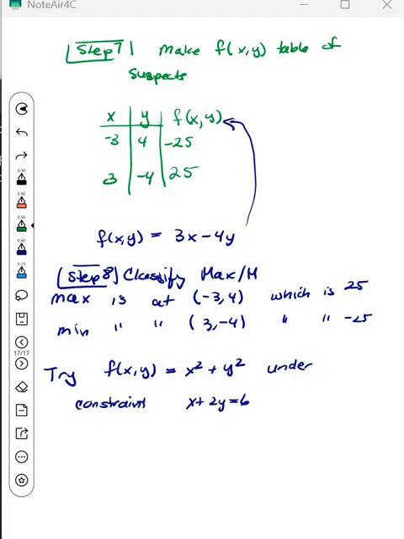Correct? Good thing it was the easy problem. We have 5 of them. All right, you guys try this one.